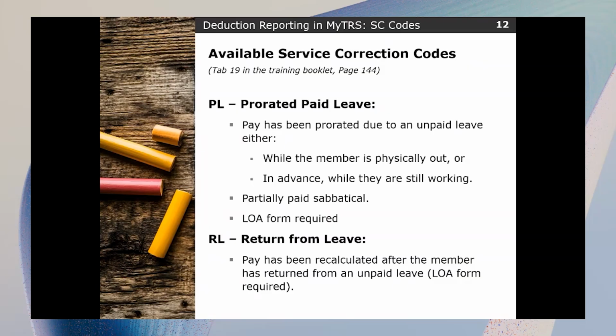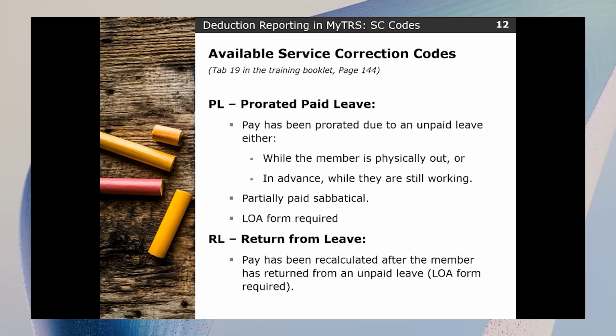Whether you do it only while they're out, or some schools do it before they go on leave, also while they're on leave, and then also when they come back. So if they are physically out, not working, or have already been preemptively prorated down, you would use the prorated paid leave. You would also use it for a partially paid sabbatical if you offer that. If you're agreeing to pay somebody 50% for a partially paid sabbatical, you would also use prorated paid leave here. Again, an LOA form is required to be sent to us, and we would be looking for LOA events in the system.